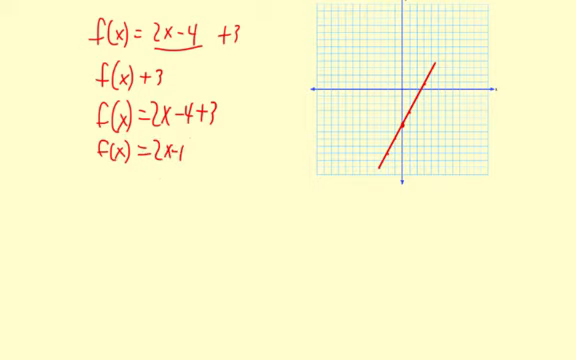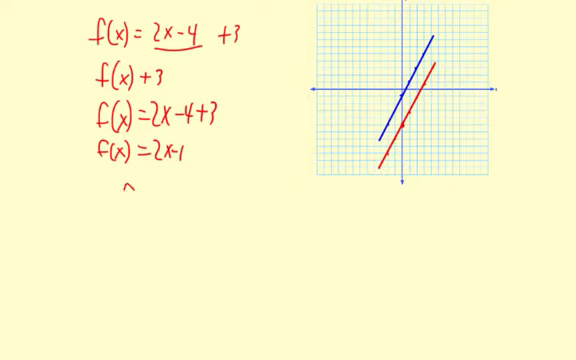So let's draw that one. Y-intercept's -1. Rate of change pattern is still 2. So what happened here is I moved the graph up 3. That's a translation up by 3.